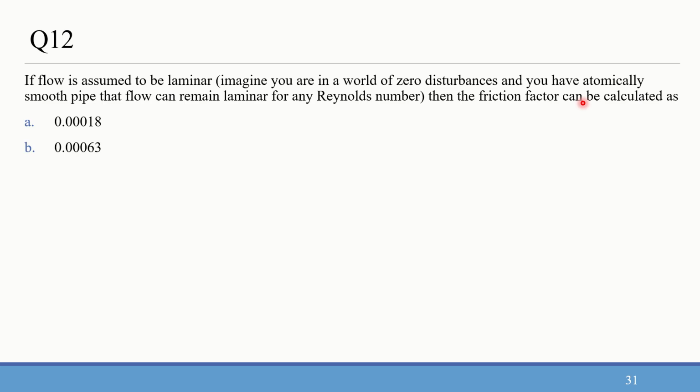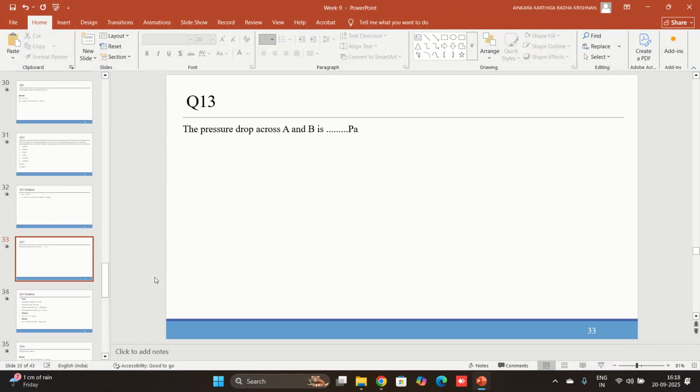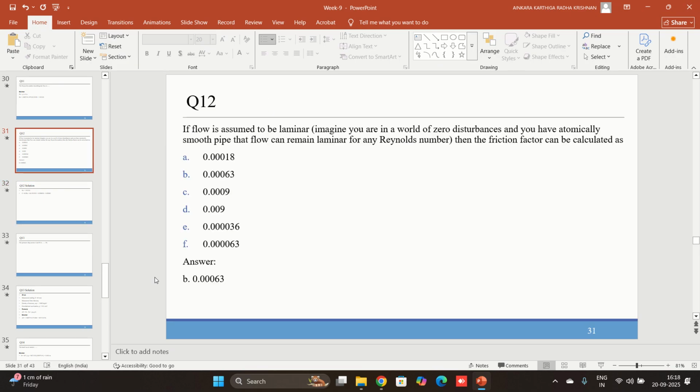So options are option A 0.00018, option B 0.00063, option C 0.0009, option D 0.009. E option is 0.000036, F is 0.000063. Oh, option B 0.00063. Okay, it is 64 by 101,910. Yeah, 0.00063 is the right answer. Option B is the right answer.